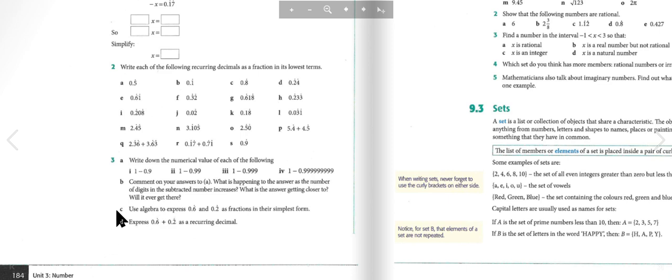Question C. Use algebra to express 0.6 and 0.2 as fractions in their simplest form. So 0.6 in its simplest form is 2/3, and 0.2 in its simplest form is 2/9. Express 0.6 plus 0.2 as a recurring decimal. So it's 0.8. You just add these together, 6 and 2.